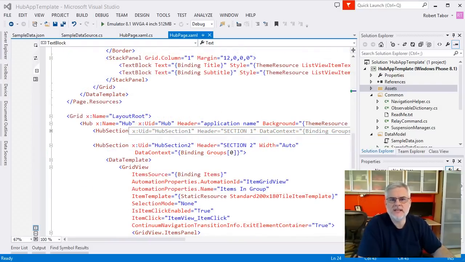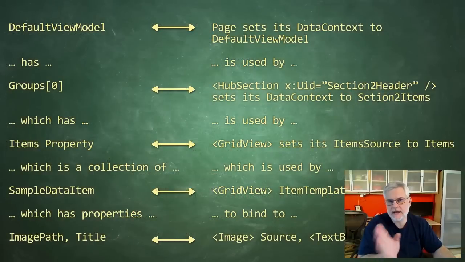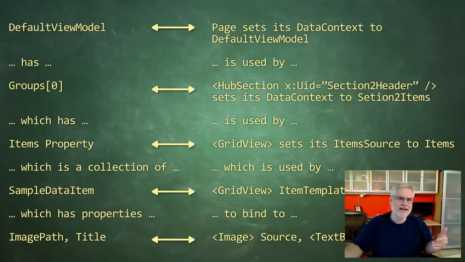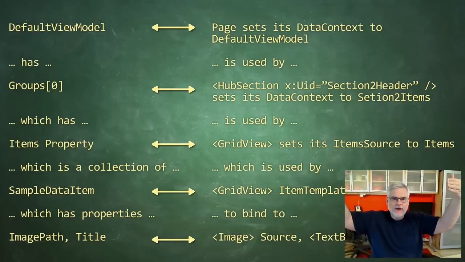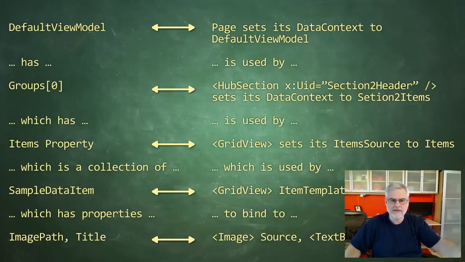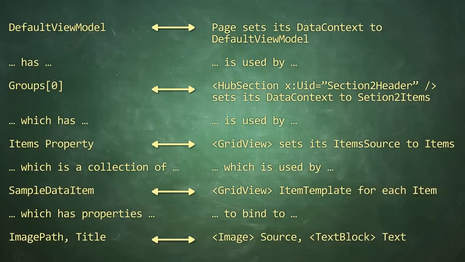So just in case you don't see the correlation, I illustrated this with a diagram. Hopefully this will help. On the left-hand column you have data, and on the right-hand column you have the XAML. And you can see how the data flows down from the default view model to the individual properties of the sample data item, and then how that corresponds with the XAML. At the top you have the page, and its data context is set to the default view model, and then how it correlates all the way down to the individual image and text block controls with their given properties that are being bound to image path and title respectively.